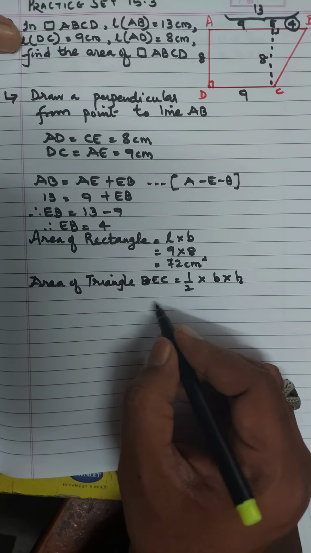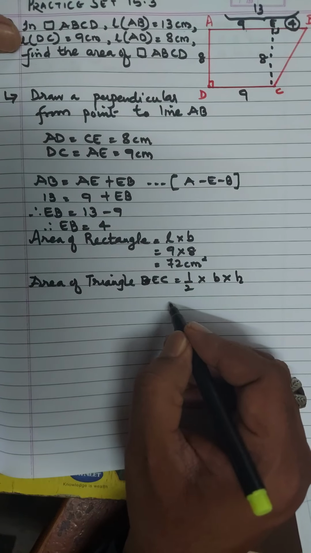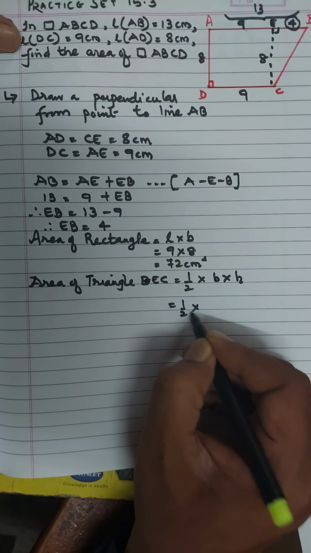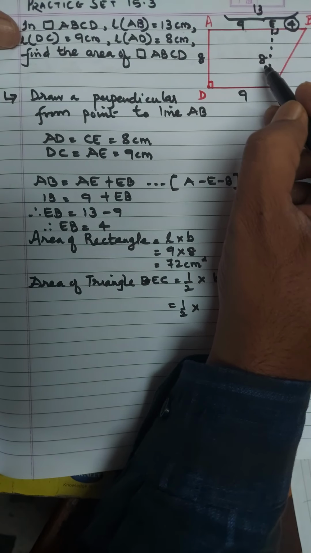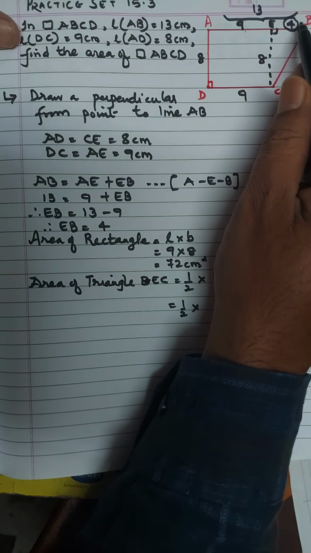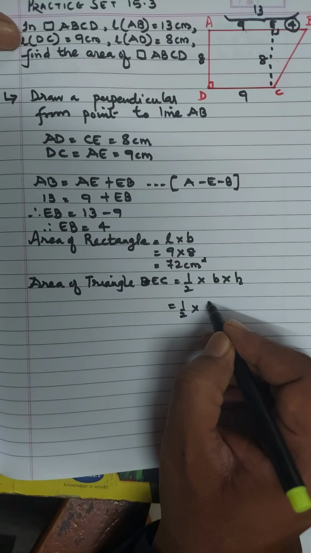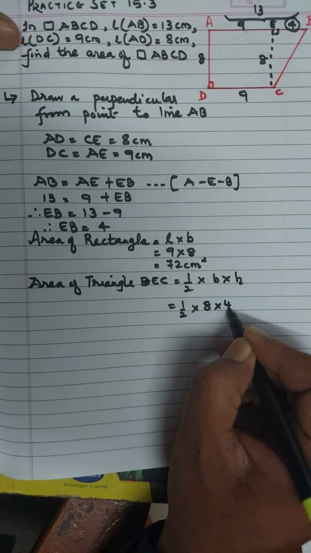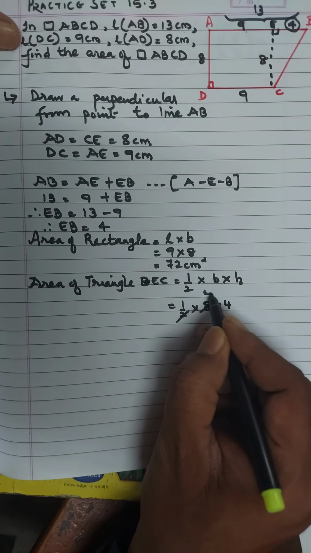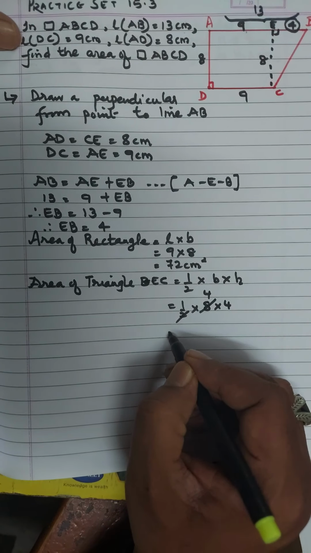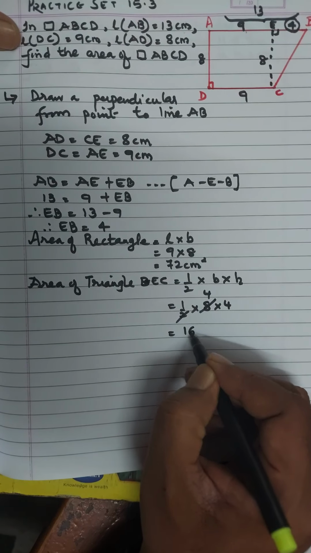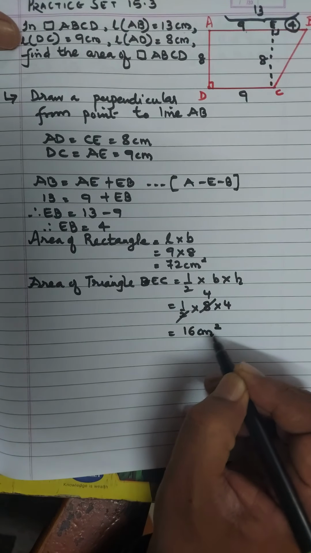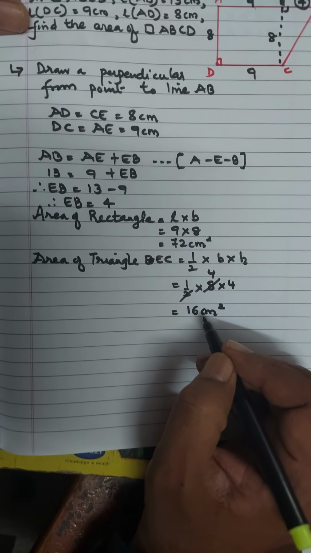So 1 upon 2 into, what is the base here? Base is 8, and height is 4. So 2 4s are 8, so 4 4s are 16. See here, 1 4 is 4 and 4 4s are 16. So 16 centimeter square. Okay, we got the area of the triangle also.